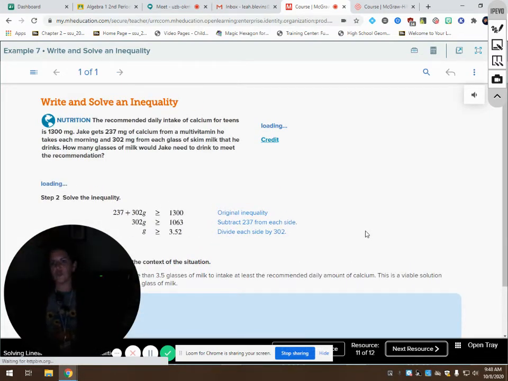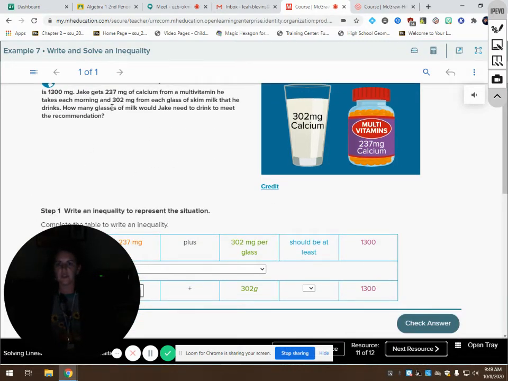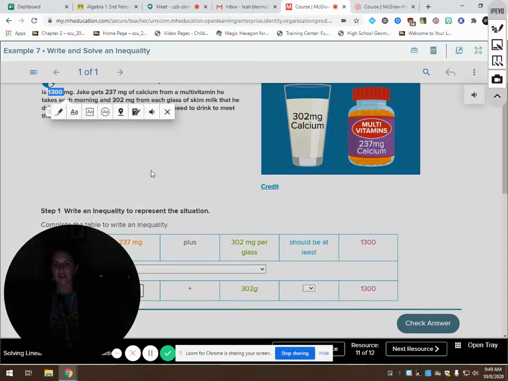It says nutrition. The recommended daily intake of calcium for teens is 1,300 milligrams. Jake gets 237 milligrams of calcium from a multivitamin that he takes each morning and 302 milligrams from each glass of skim milk that he drinks. How many glasses of skim milk would Jake need to drink to meet the recommendation? So he gets 237 from multivitamin and 302 from each glass of milk. So how many glasses of milk is he going to have to drink to get the 1,300?